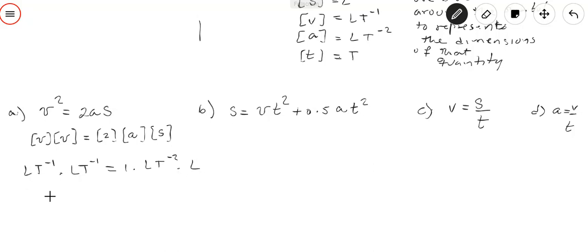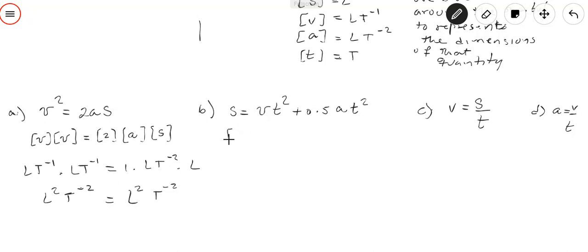So L times L would be L squared. T to the -1 times T to the -1 would be T to the -2. And on the other side, we have L times L, L squared, and T to the -2. So as we see here, we have the same thing on both sides. So this equation is dimensionally consistent, right? Let us see the next one.